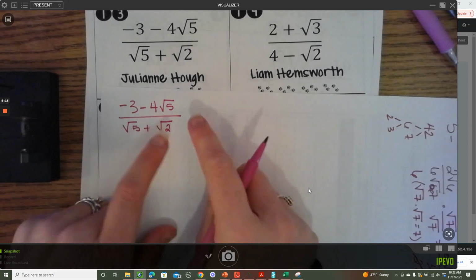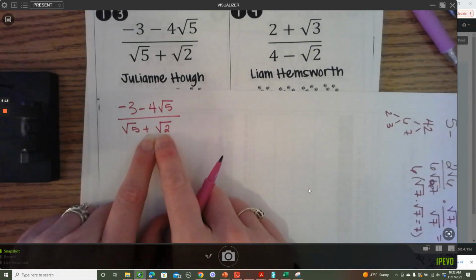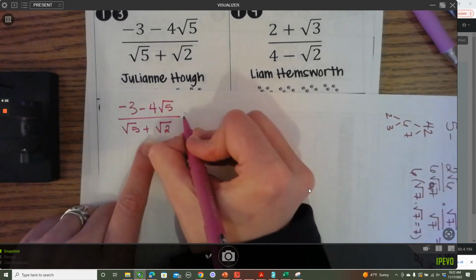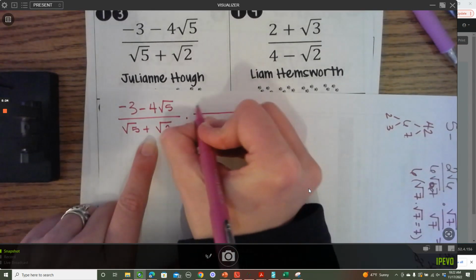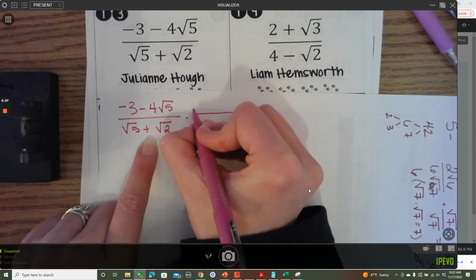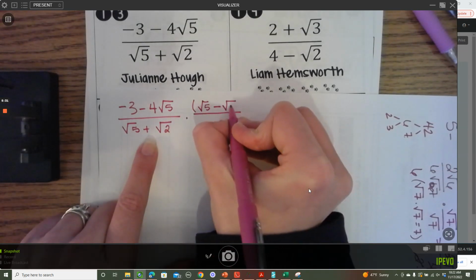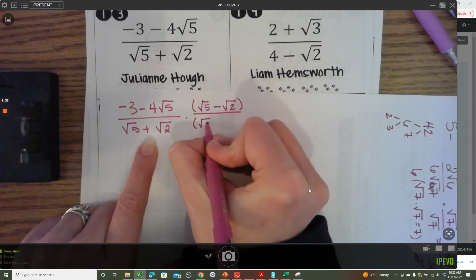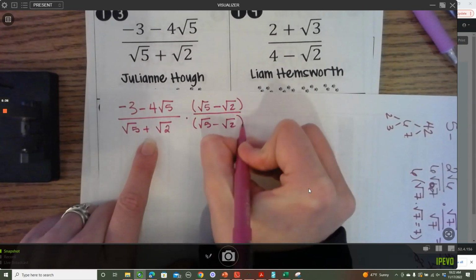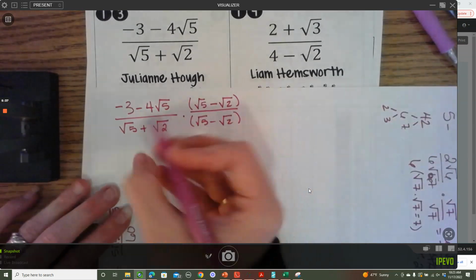Okay. When the bottom is a binomial, do y'all remember what the word was, what we multiply by? It's the opposite, but I can't remember what it's called. It's the conjugate. It's just the opposite. It's changing the sign in the middle. All right, so we got to FOIL the bottom.